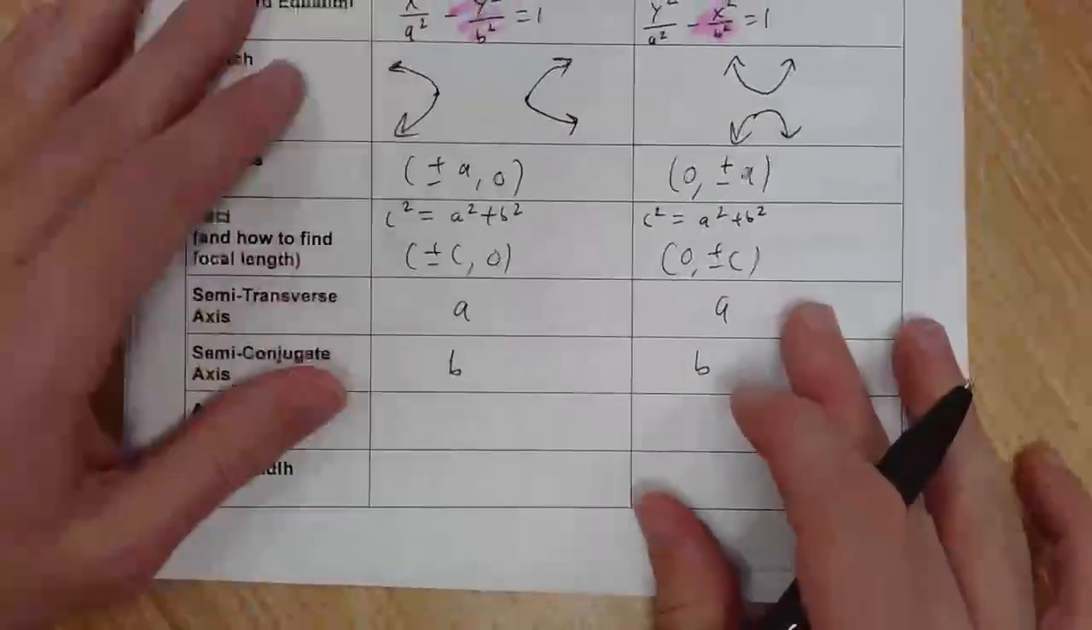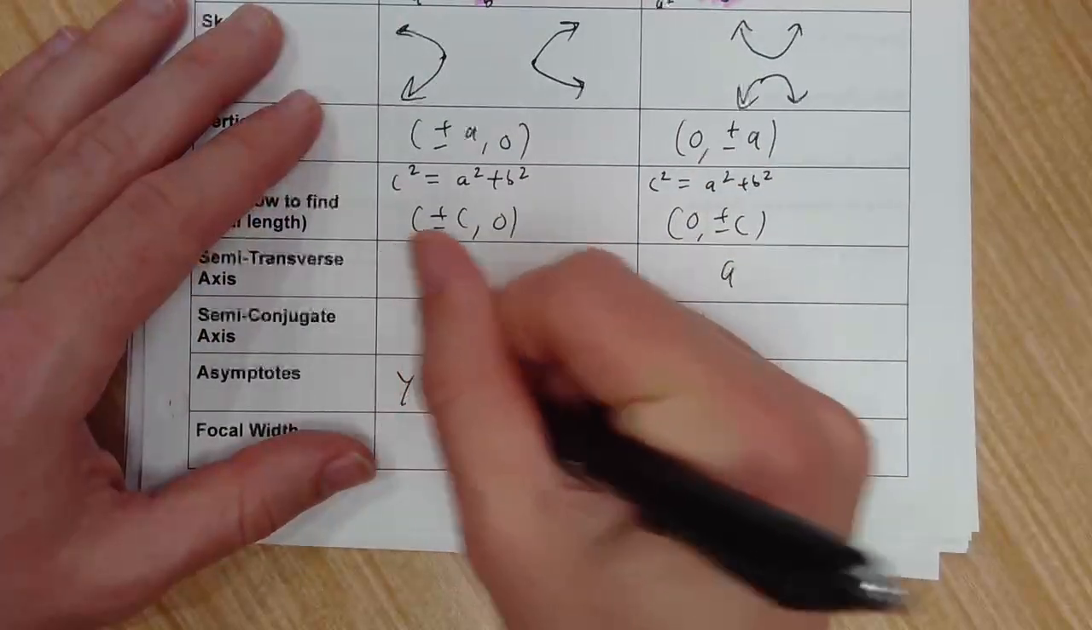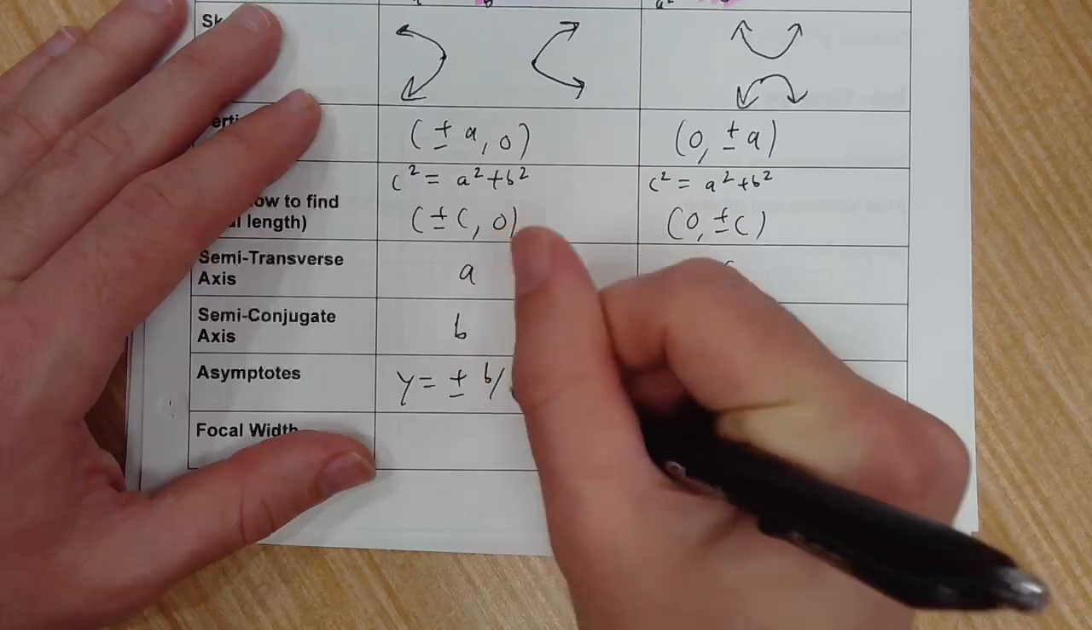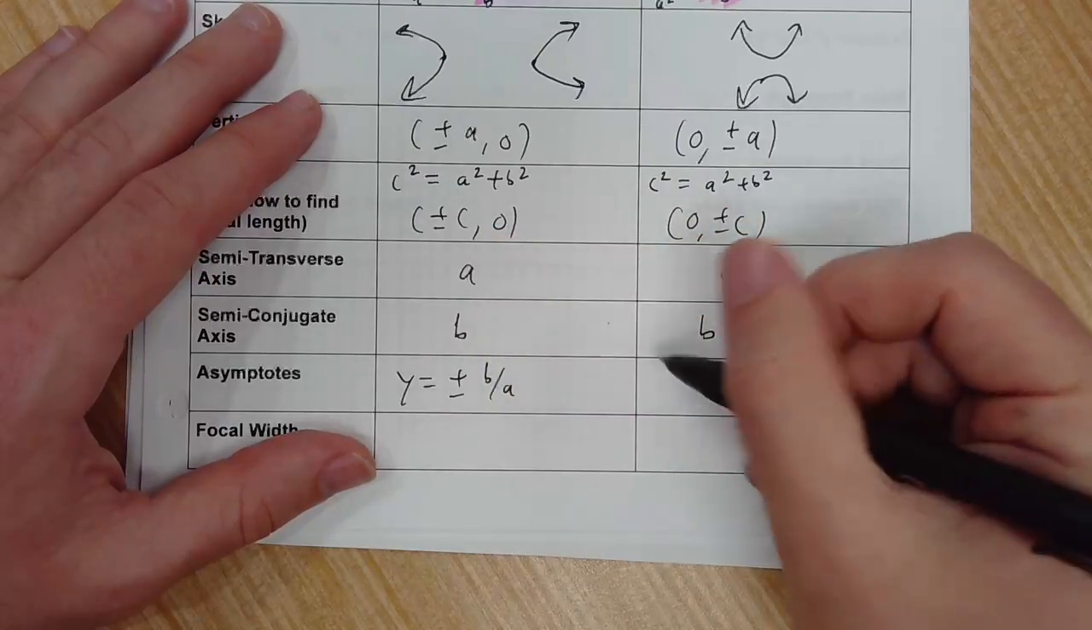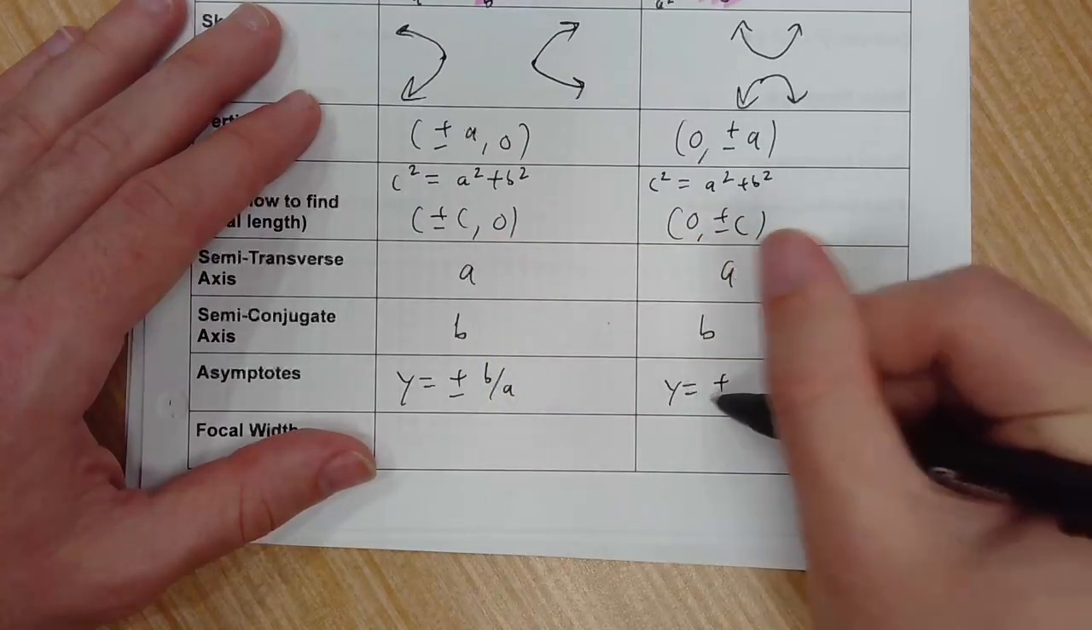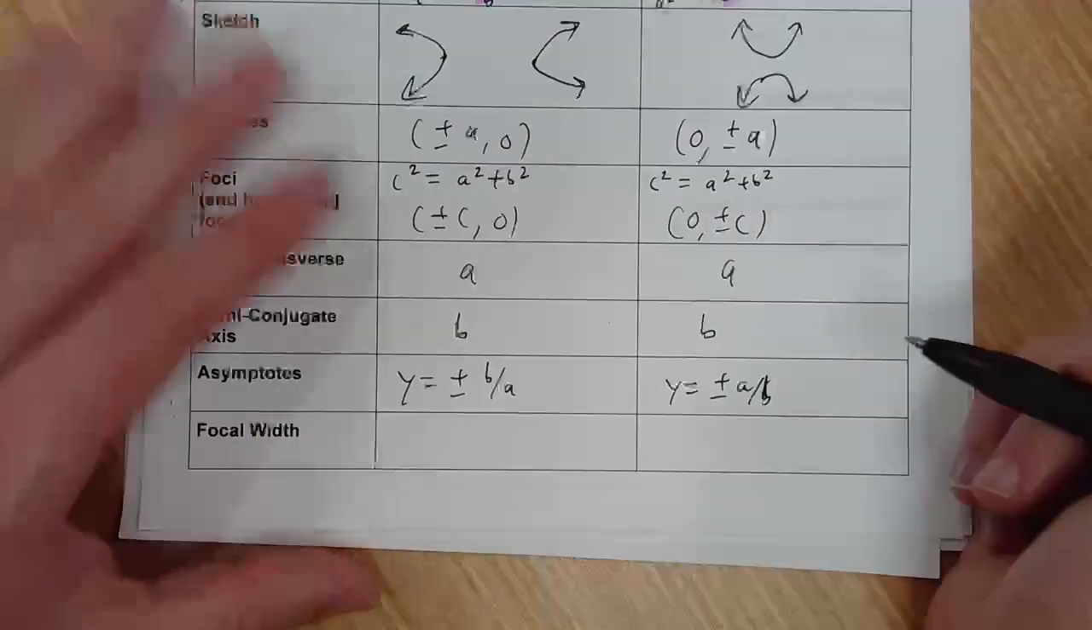The asymptotes we find by y equals plus or minus b over a if it's going left to right, and then y equals plus or minus a over b if it's going up and down. Okay, let's do an example problem.